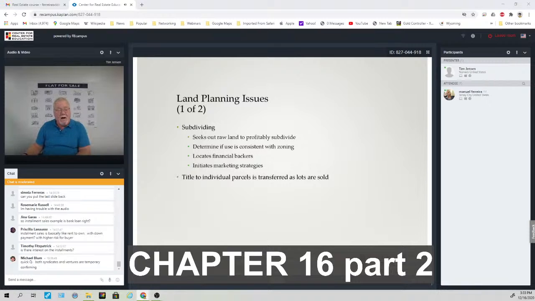So subdividing seeks out raw land to profitably subdivide it and determine its use, which is consistent with the zoning requirements of the town, locating financial backers, initiating market strategies, building your subdivision, selling to developers and builders, and you can reap profits by selling those lots off. And each time an individual parcel is sold, then deeds would convey those rights to the owners. So they would make up deeds of conveyance for each parcel.